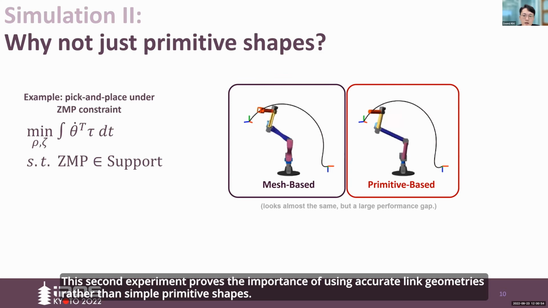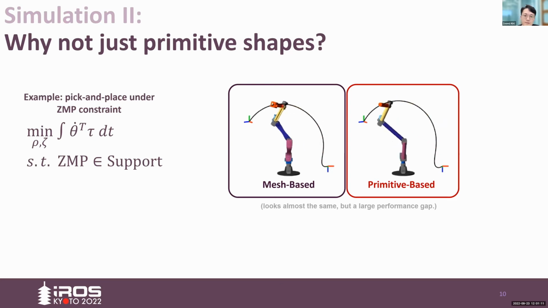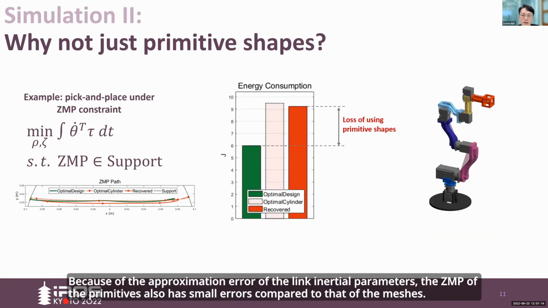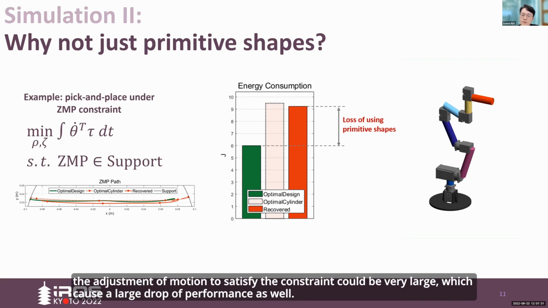This second experiment proves the importance of using accurate link geometries rather than simple primitive shapes. The previous pick-and-place task is now under a dynamic constraint, such as a bounded ZMP. Because of the approximation error of the link inertia parameters, the ZMP of the primitives also has small errors compared to that of the meshes. What we want to emphasize here is that while the ZMP error is small, the adjustment of motion to satisfy the constraint could be very large, which cause a large drop of performance as well.